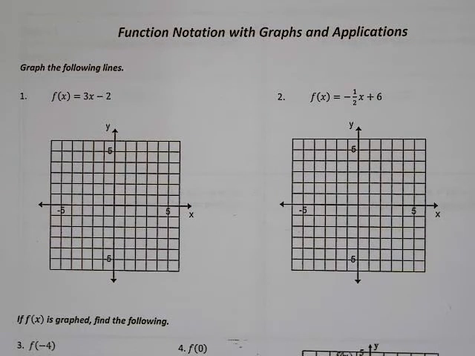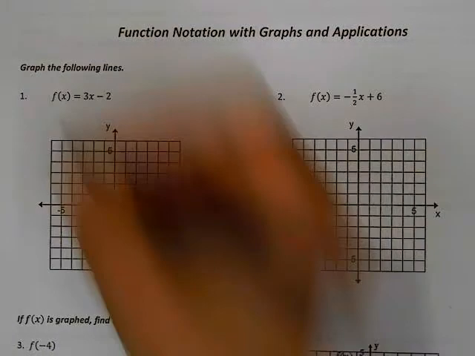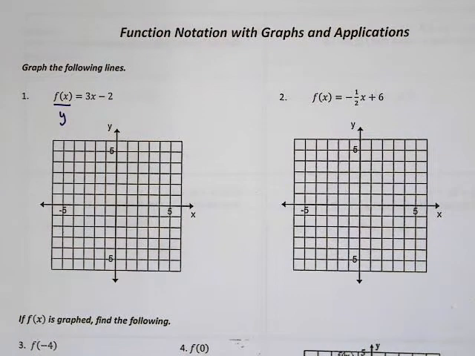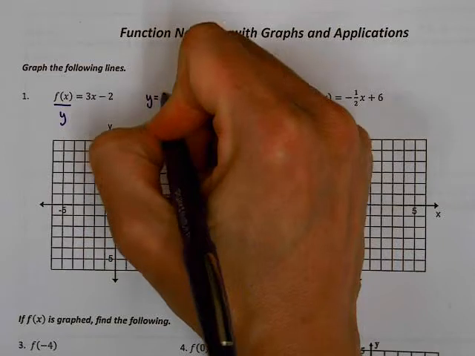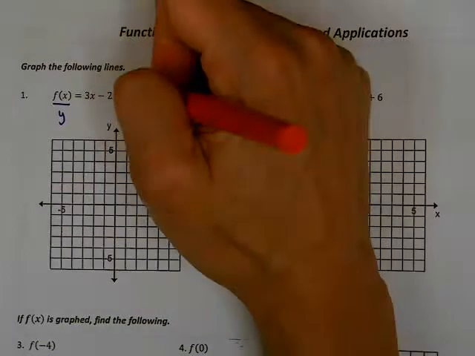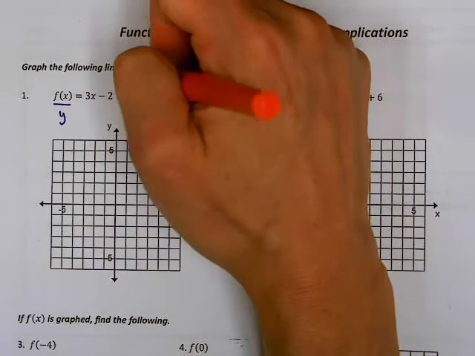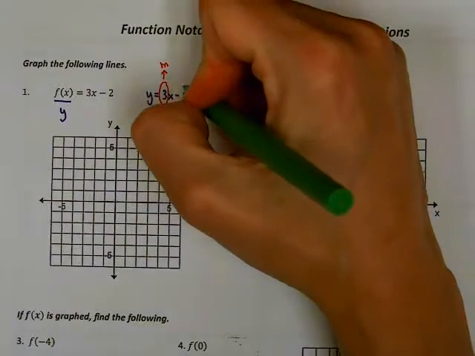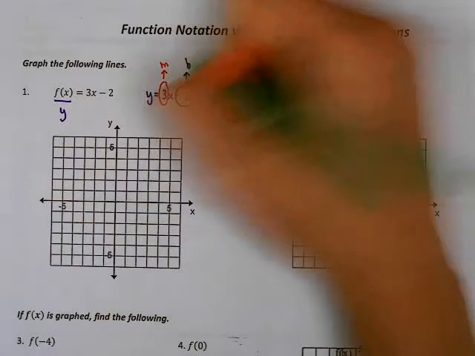So the first one, in number 1, is asking us to graph the following line. And we have the equation f of x equals 3x minus 2. So the idea here is really to remember that f of x is really just a replacement for y. So what we're really graphing is y equals 3x minus 2. Now, hopefully by now we all recognize that this is in slope-intercept form. So I know that 3 is my m, my slope, and negative 2 is my b, or my y-intercept.